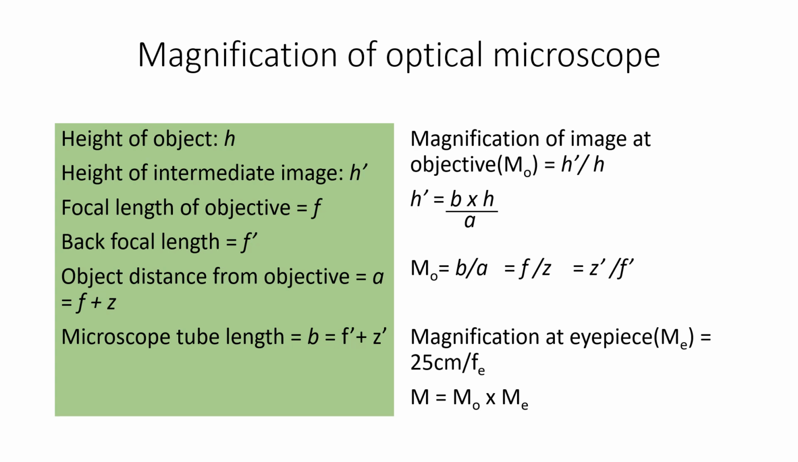Let us see the mathematical treatment to obtain the magnification from our optical microscope. Before that, we will see some glossary. The height of the object is represented by small h. The height of the intermediate image is denoted by h prime. The focal length of the objective is small f. The back focal length of the objective is f prime. F is equal to f prime, and the object distance from the objective is given by a small a, which is nothing but f plus z. The microscope tube length, or the intermediate plane distance from the objective, is given by small b, and it is equal to f prime plus z prime.